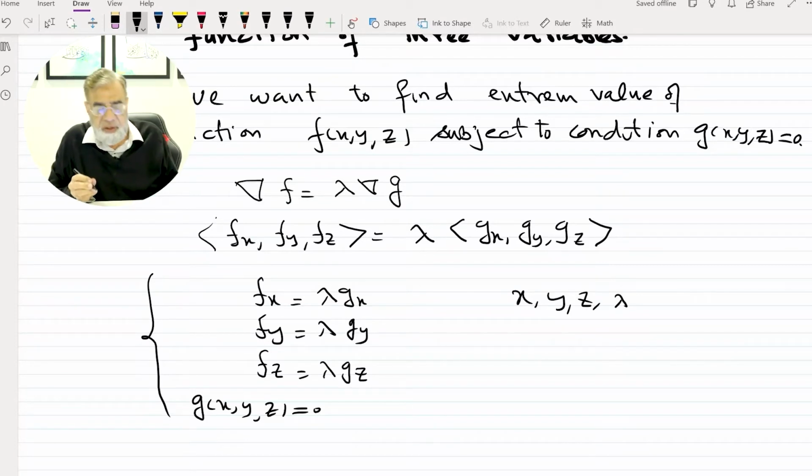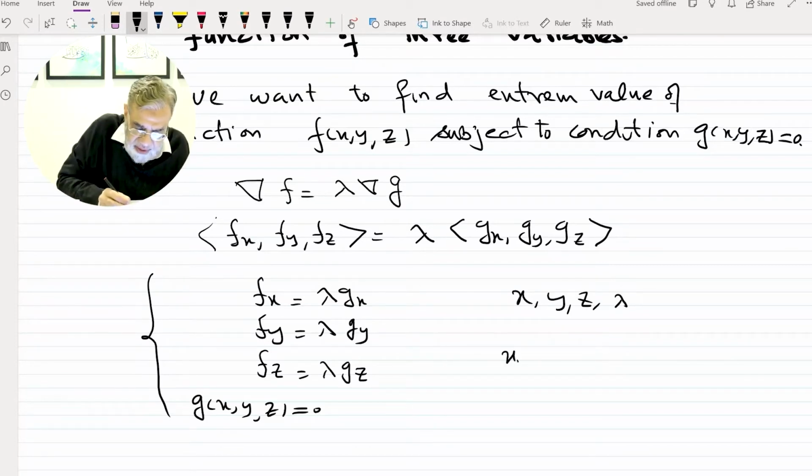So we solve for the values of x and we get different values. For example, we get the point x1, y1, z1. We get the point x2, y2, z2, and so on. And then we calculate the values of the function at these points. The largest value will be the maximum value, and the least value will be the minimum value. So that's the same idea as we discussed for 2 variables, we will discuss for 3 variables. So I will explain it with the help of an example.